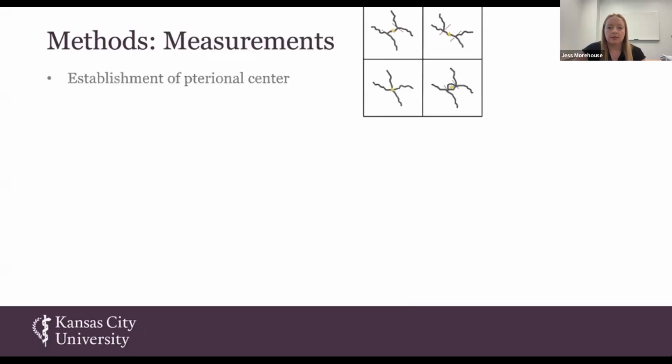To obtain measurements with some kind of standardization, the pterion center had to be established and marked for each type. Based off of different articles and studies that have been conducted, there were numerous ways to do this, but ultimately we settled on, in types 1 and 2, the center being designated as the midpoint between the two bones that were in direct contact. In type 3, the center was the point at which all 4 bones came into direct contact with each other. And in type 4, the center was noted to be at the center of the epipteric bone itself.